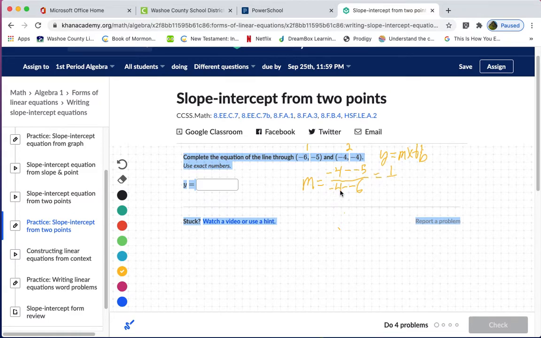So -4 minus a -5, so that becomes a +5, that's going to be a 1. And -4 minus a -6, that's going to become a +6, so that's 2. So my slope is 1/2. So y equals 1/2 x plus b.